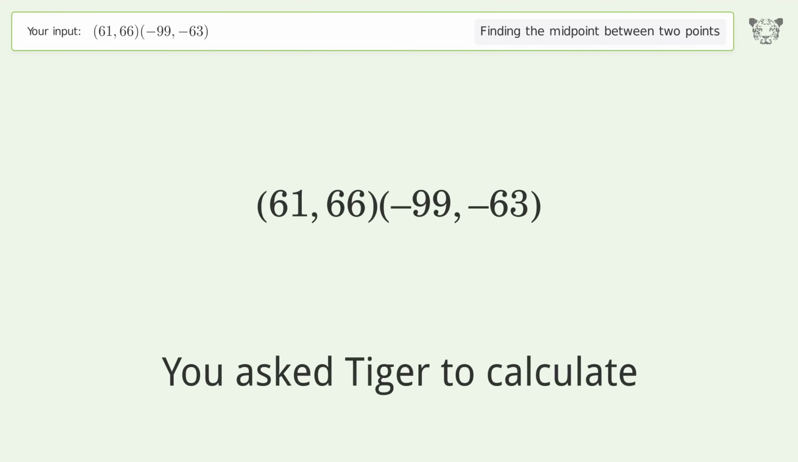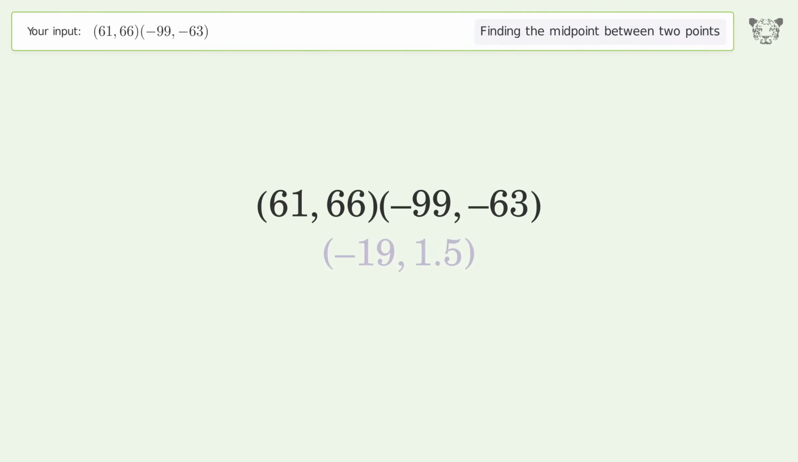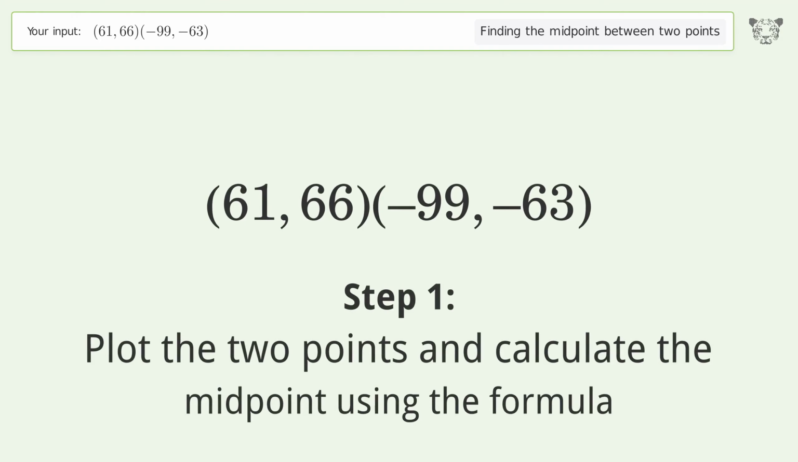You ask Tiger to calculate. This deals with finding the midpoint between 2 points. The midpoint between the 2 points is -19, 1.5. Let's solve it step by step. Plot the 2 points and calculate the midpoint using the formula.